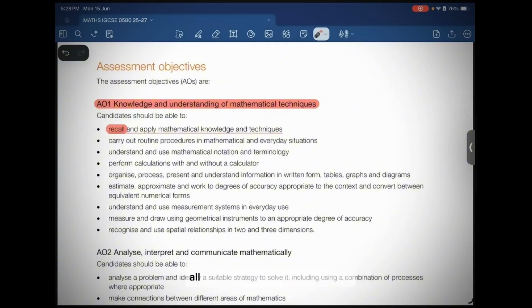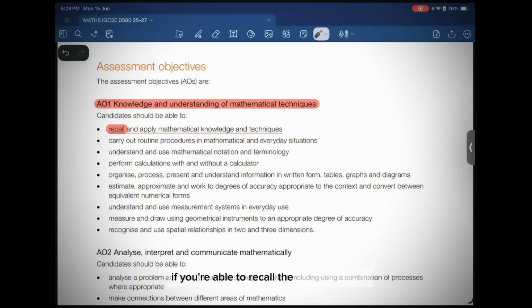Especially all the formulas, all the theorems, all the properties. And on top of that, the ability to retain them as well as recall them at the right time. And obviously application. Once you're able to recall something, it would be a shame if you're not able to apply it correctly. But recalling will give you a method mark.